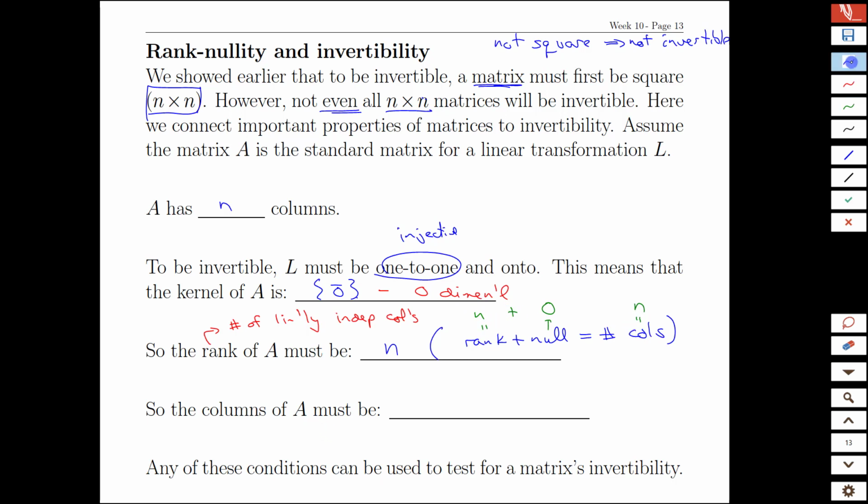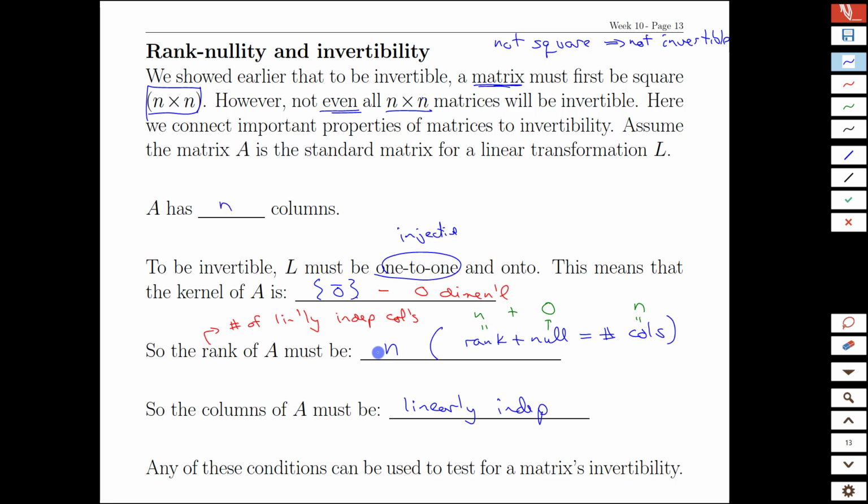And that tells us right away that the columns of A must be linearly independent. We have all the columns in our matrix being linearly independent guaranteed. If any of these conditions here are true, then we're guaranteed that our function is going to be invertible. Our matrix A is going to be invertible. So we can look at the columns, look for linear independence. We could look at the rank, though that's less obvious. We could ask questions about the kernel. If we can answer any of those questions, we know immediately whether our matrix is invertible or not.